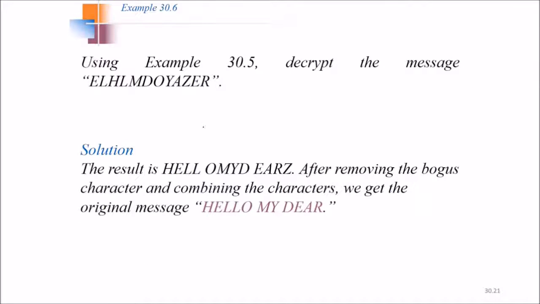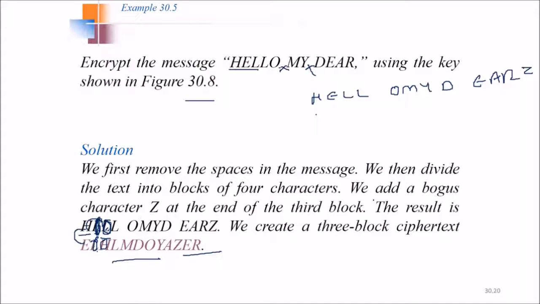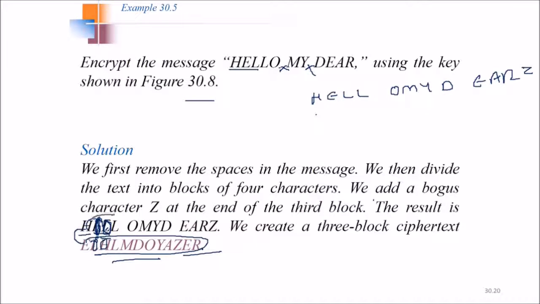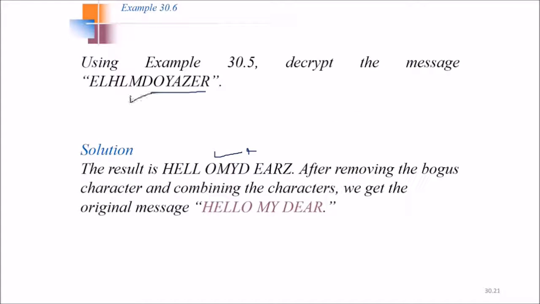Now the next question arises, how to decrypt the message. So we have ELHLMDOY, what we have made, and the result will be something like this. How? We'll remove the bogus character, because we have HELL, OMID, ERZ. This is what we have. EHLM, this is what we have received. So once we have received this one, actually the result was this only, which we got from here, and the ciphertext is like this.